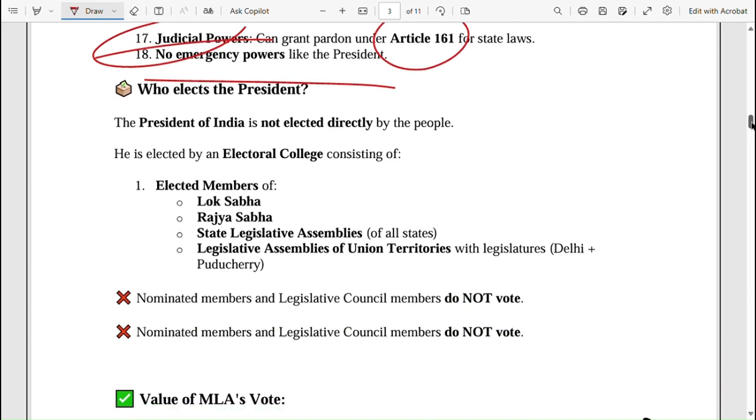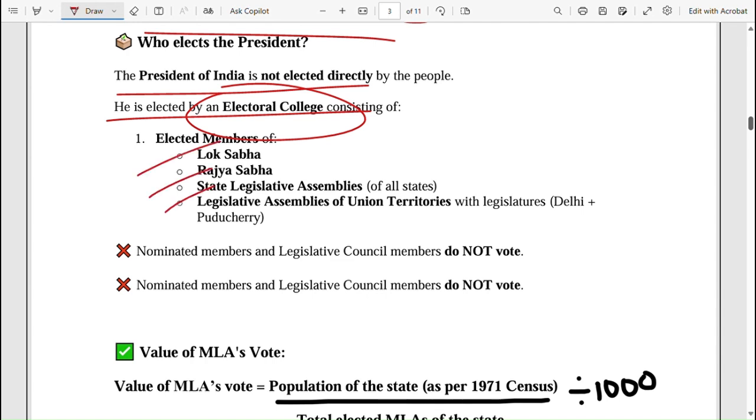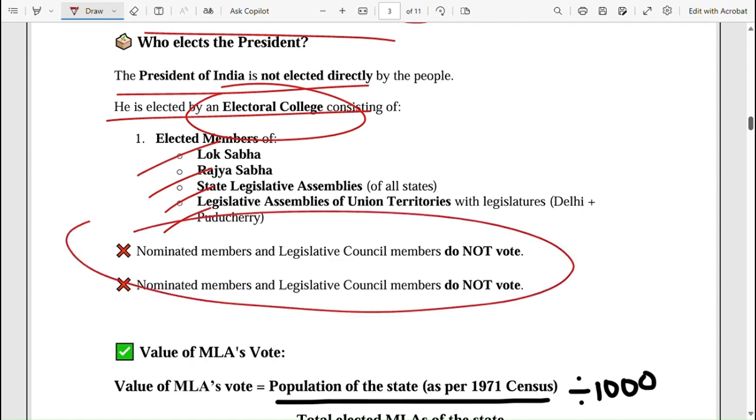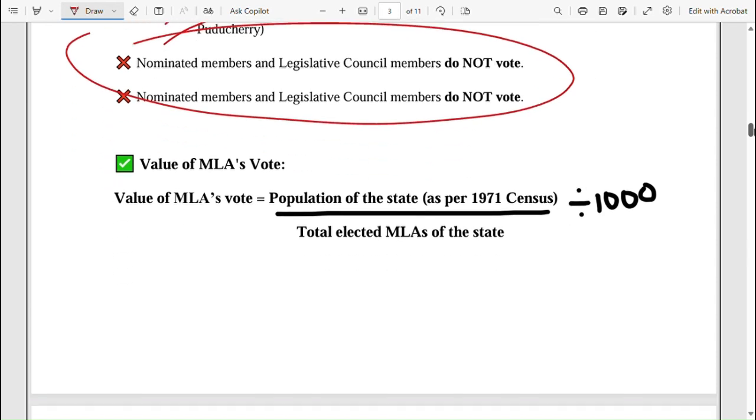Now let us look into the election of the president. How is the president elected? As we know, the presidential election is not direct; it is indirect. As I told you, there is an electoral college, which consists of elected members of Lok Sabha, Rajya Sabha, state legislative assemblies of all states, and legislative assemblies of UTs. One thing here: nominated members are not included. Nominated members do not vote here, but they vote during the impeachment of the president. So that is the difference: for election, only elected members, but for impeachment, both elected and nominated members.